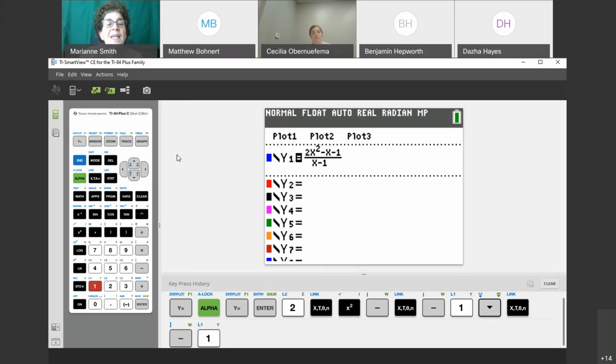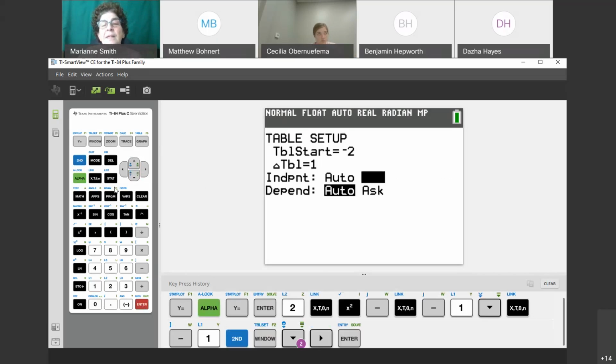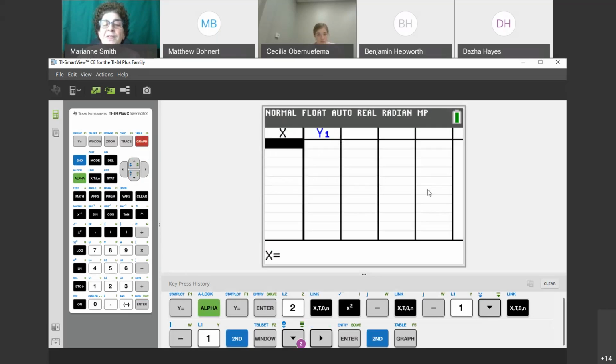If you graph something like this, it's going to graph as a straight line, which is kind of disturbing because it makes it look linear. But what I want to show you is the table, okay? So first I'm going to go to table settings, so second window. And I want to set my independent variable, my x variable, to ask, because I want to type in numbers. And then I'm going to go to table, second graph. And you'll notice it's asking me to type in x values.